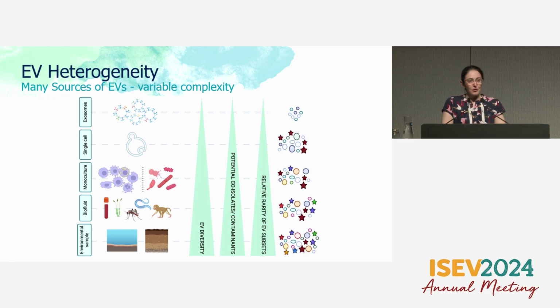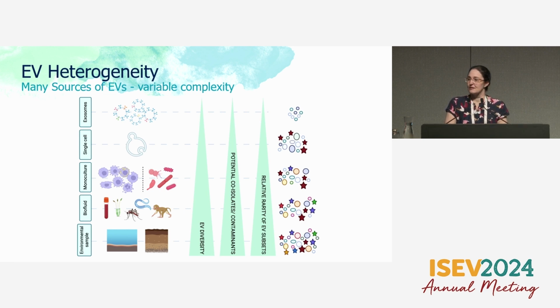What we've got at the top is exosomes. If we simply take exosomes released from a single cell, within those exosomes we already have a level of heterogeneity. They may be a similar size, they may have very similar biophysical properties, but we know from research that they can have different surface patterns of tetraspanins, for example. So we already have a layer of heterogeneity just by looking solely at the exosome subset of EVs.